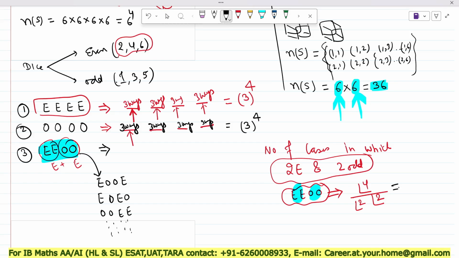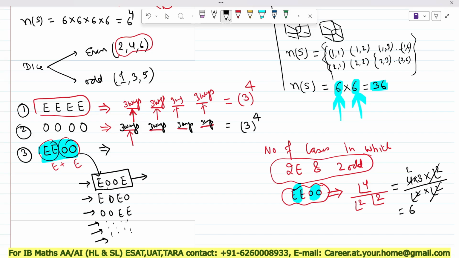So how many cases should it be? It should be 4 into 3 into factorial 2 upon factorial 2 into factorial 2. This factorial 2 will cancel out, and we get 6. So basically, they can be arranged in six ways, some of which I have written. Correct? Okay, let us analyze this first case.